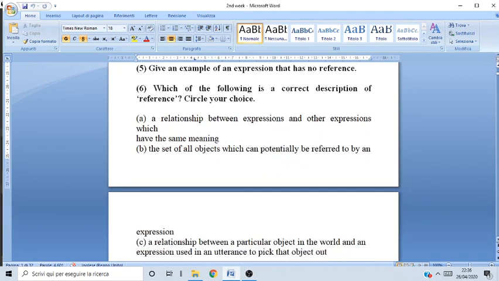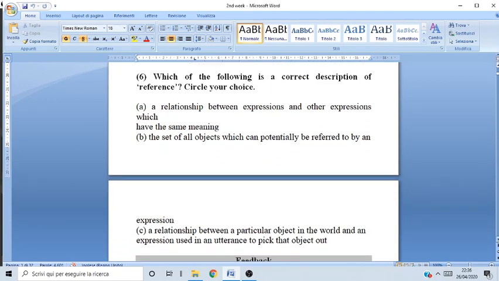And then number 6, which of the following is a correct description of the word reference? Circle your choice. A, a relationship between expressions and other expressions which have the same meaning. B, the set of all objects which can potentially be referred to by an expression. And C, a relationship between a particular object in the world and an expression used in an utterance to pick that object out.